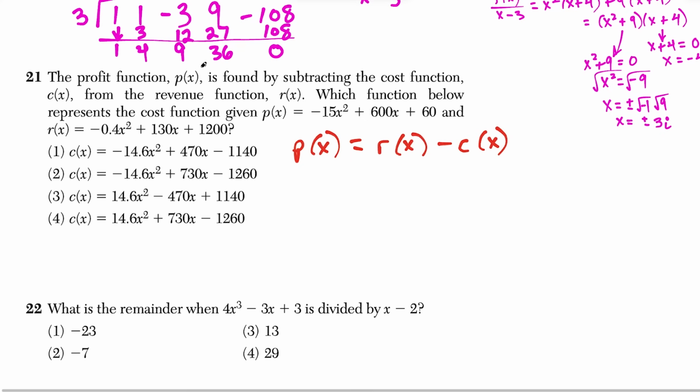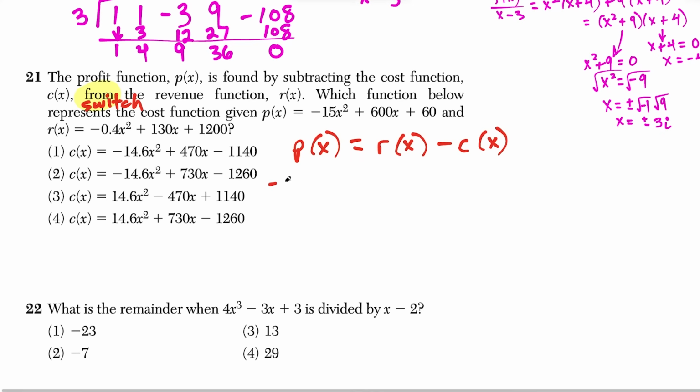Okay, when we hear subtract from, this phrase here is very deceptive. This is telling us to subtract, but we have to make sure that we switch. So we have to switch the order in which these functions appear. We're not going to do c of x minus r of x. That's a common mistake, and you could bet there's going to be an answer choice waiting for you. So now we could plug in.